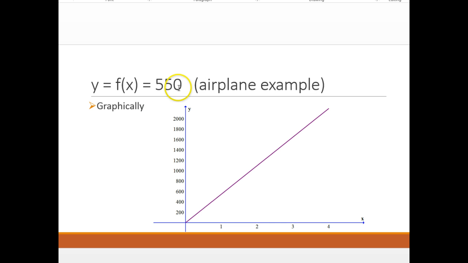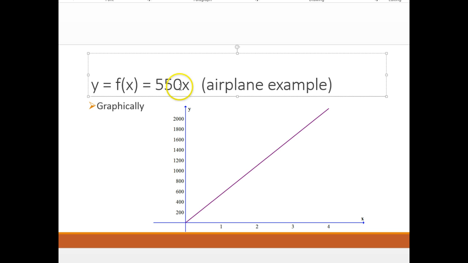And the last thing we're going to use is a graph. And when we do graphs, what happens is our input is always on our x-axis, our horizontal axis, and our output is on our y-axis. A lot of times we'll label these. We would write x in hours and y in miles.